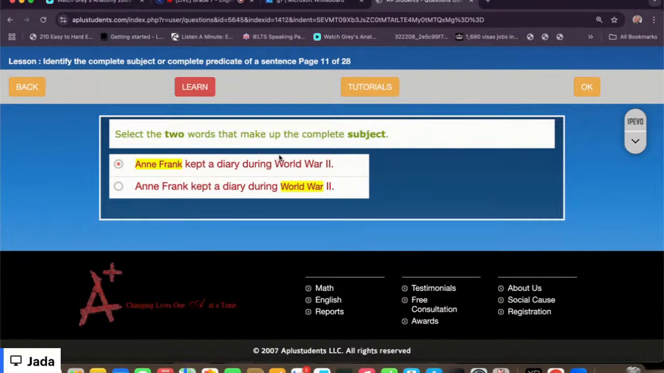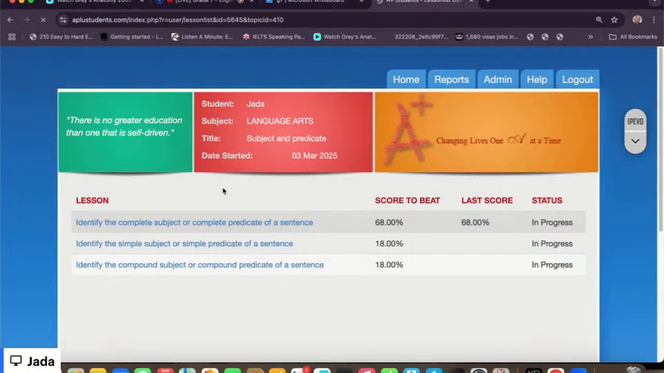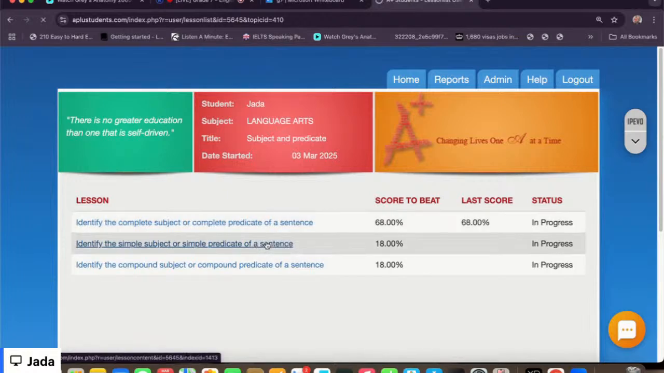Alright, so the first one. Alright, so that's it for this lesson: identify the complete subject or complete predicate of a sentence. We'll move on to the next lesson, which is identify the simple subject or simple predicate of a sentence.